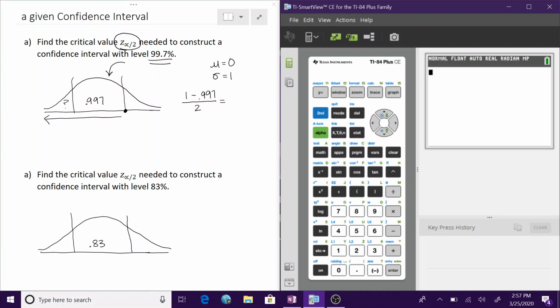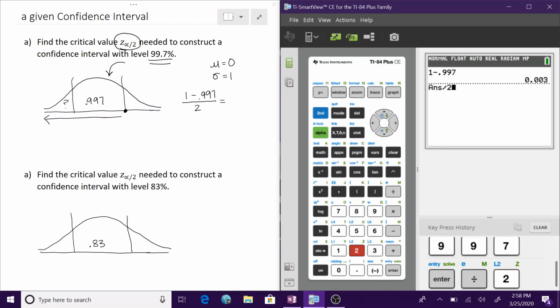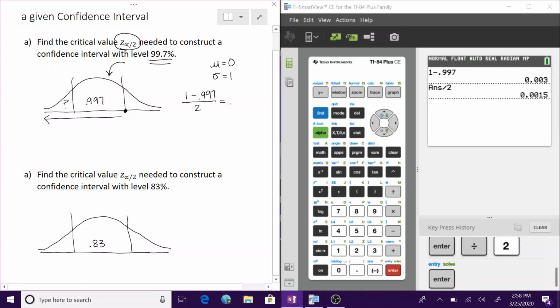So let's do that quickly in our calculator over here. 1 minus 0.997 gives us 0.003, and then we want to divide that by 2, and we get 0.0015, and that's going to be our missing area right here with our question mark. So this area is 0.0015. Now again, we're trying to find this critical value right there.